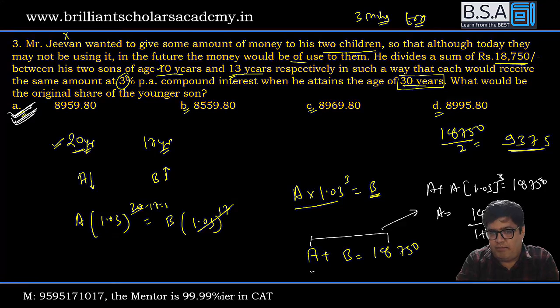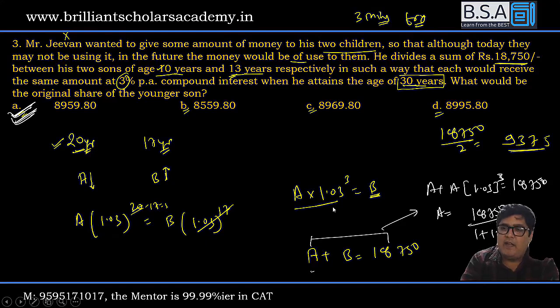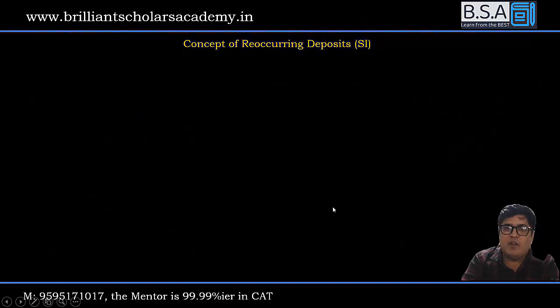Now, if you're joining right now or you're watching this from the middle, you need to understand the concept of percentages. That's all. This is not even installments. This is not even successive change. This is basically one person has 3 years extra for the money to grow. So A into 1.03 cube is equal to B. That's all. Now let us spend 5-10 minutes on simple interest.